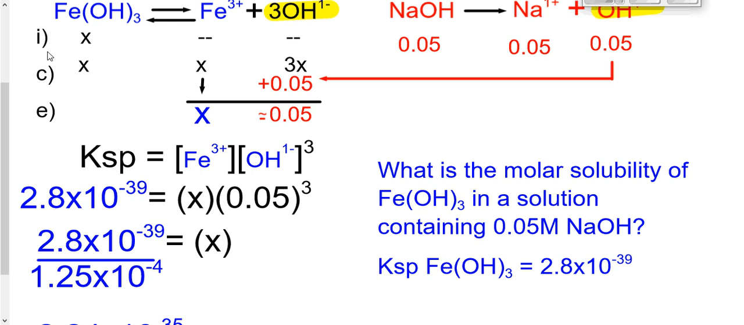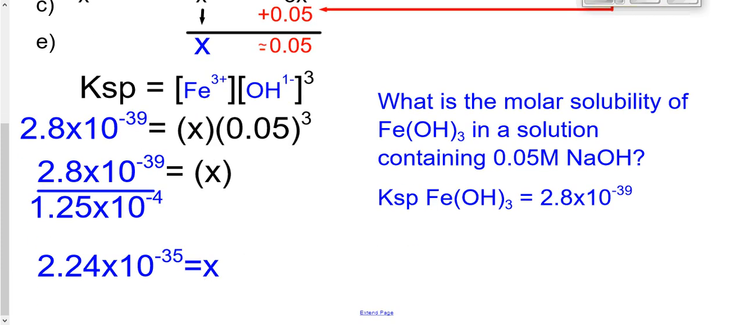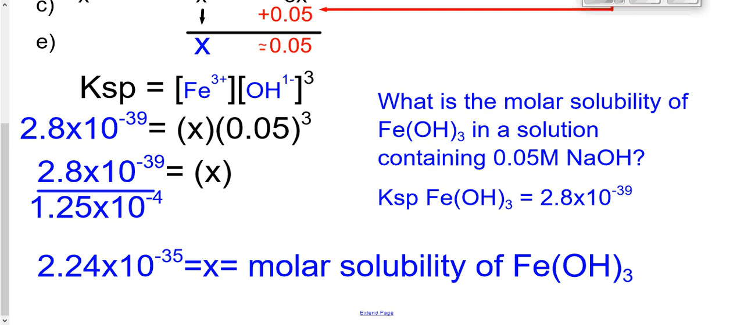Remember, an x on the left-hand side of the arrow talks about the molar solubility, how much dissolves. These values of x, x and 3x, tell you the concentrations of the ions at equilibrium. So now that we have actually done the math, we should answer the question. This can be done as simply as saying this value for x is the molar solubility of iron hydroxide.